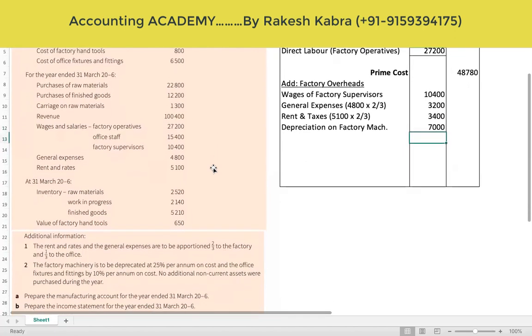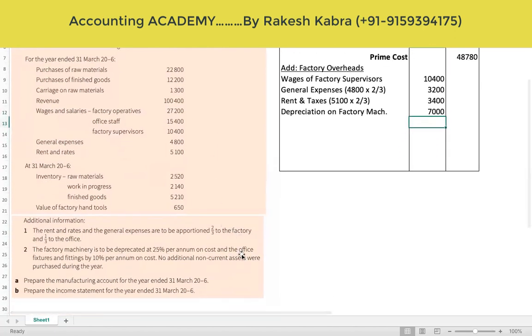Done? And after that, they are telling that I need to depreciate office fixtures and fittings by 10%. So that depreciation will not come in the manufacturing account, because that asset I am not using in the factory. I am using that asset in the office. So that depreciation I will consider in the income statement.